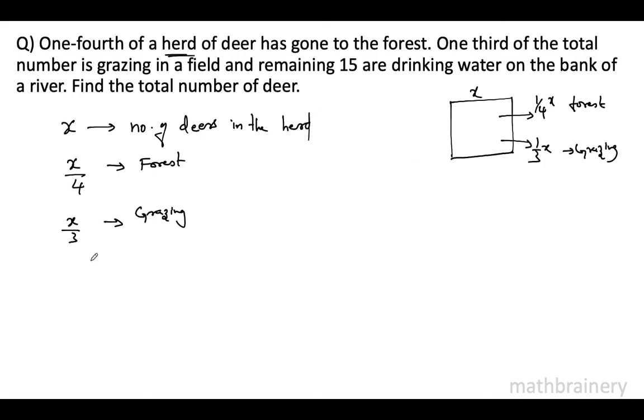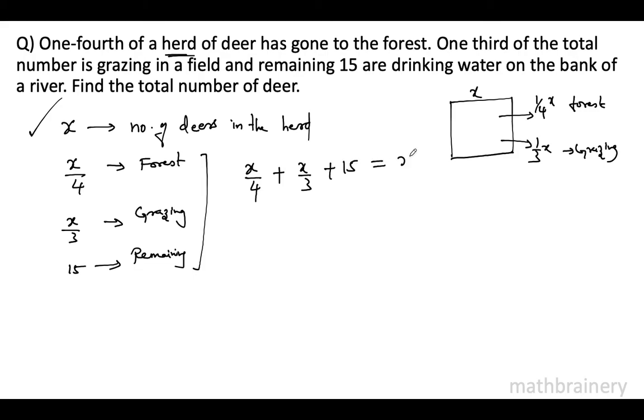Remaining are 15. These 15 remaining deer are drinking water on the bank of a river. Now find the total number of deer. When I add all this, the number of deer which went to the forest, plus the number grazing, plus the remaining number of deer must be equal to the total number of deer, isn't it? That means X by 4 plus X by 3 plus 15 must be equal to the total number of deer. Let's simplify this now.